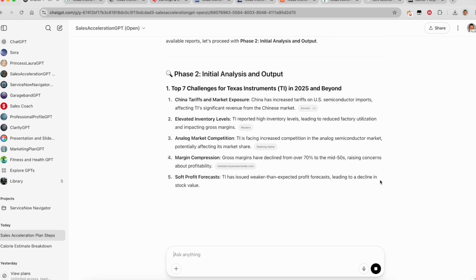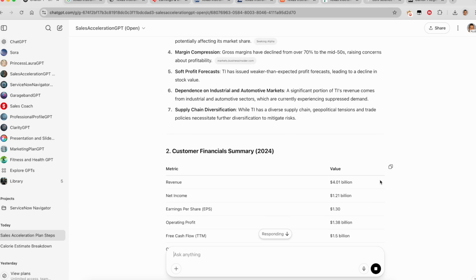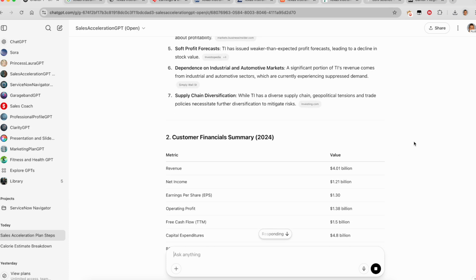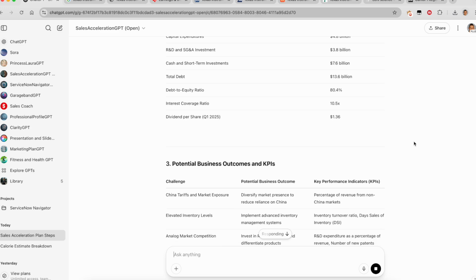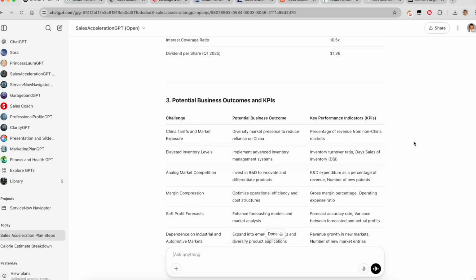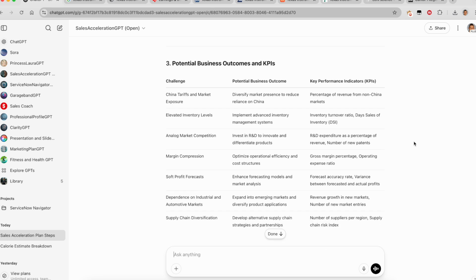In this case, first of all, before we do anything, we just take a look at what are the challenges. Usually you get the top 7 challenges, get some of the financials, of course, you get the references as well, and then potential business outcomes and KPIs. So that looks interesting. Yeah, pretty cool.